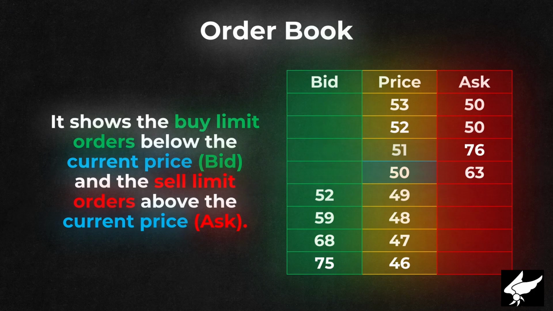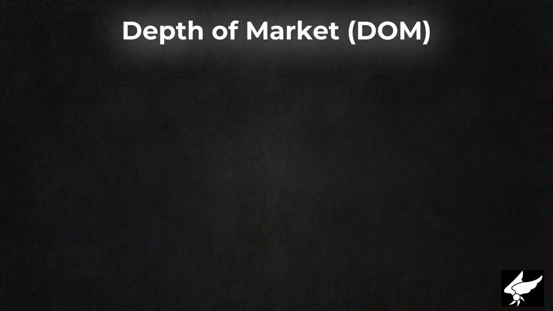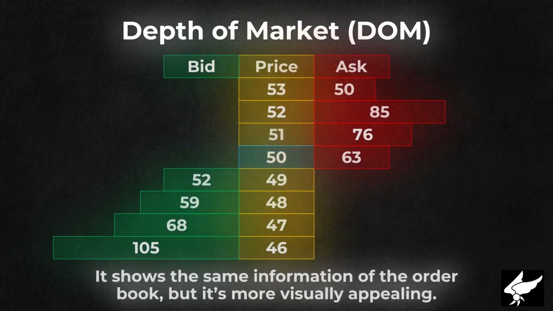Notice that the order book is very similar to another real-time order flow tool called Depth of Market, or DOM. The difference is that the DOM is easier to read since the size of bars in the bid and ask columns are proportional to the number of limit orders, giving an instant perception of market depth to the trader. However, they basically show the same information.